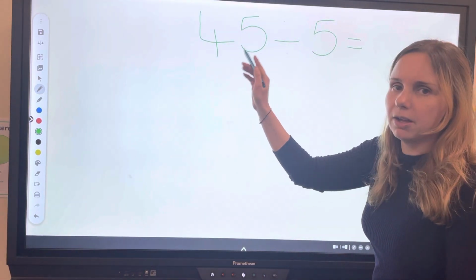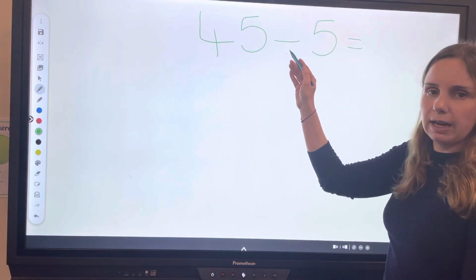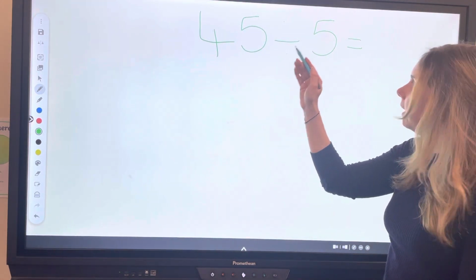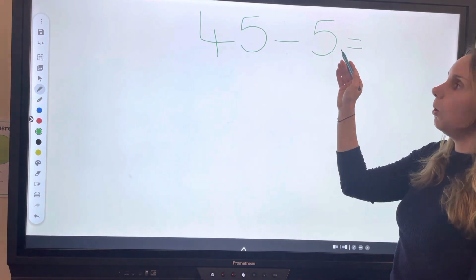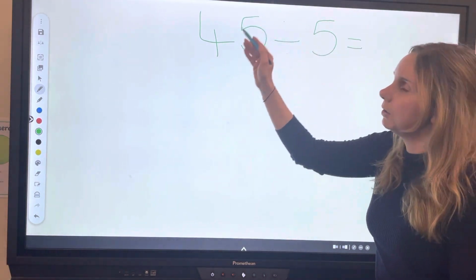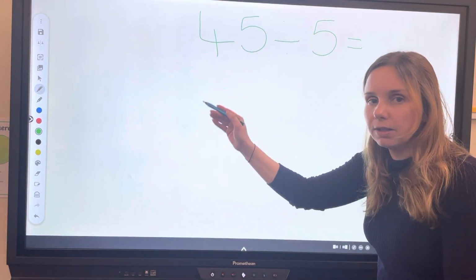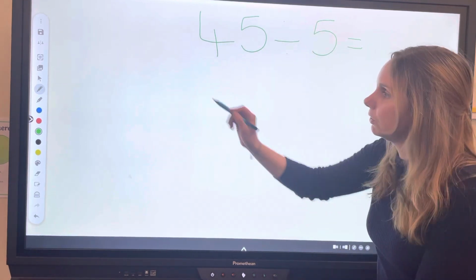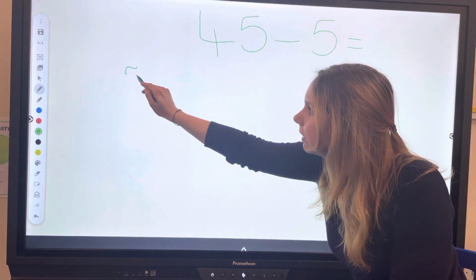What's our number? 45. We're sharing, so we're dividing, we're sharing into 5 groups, or we're counting in 5s until we get to 45. I'm going to count in 5s until I get to 45. See if you can join in at home.